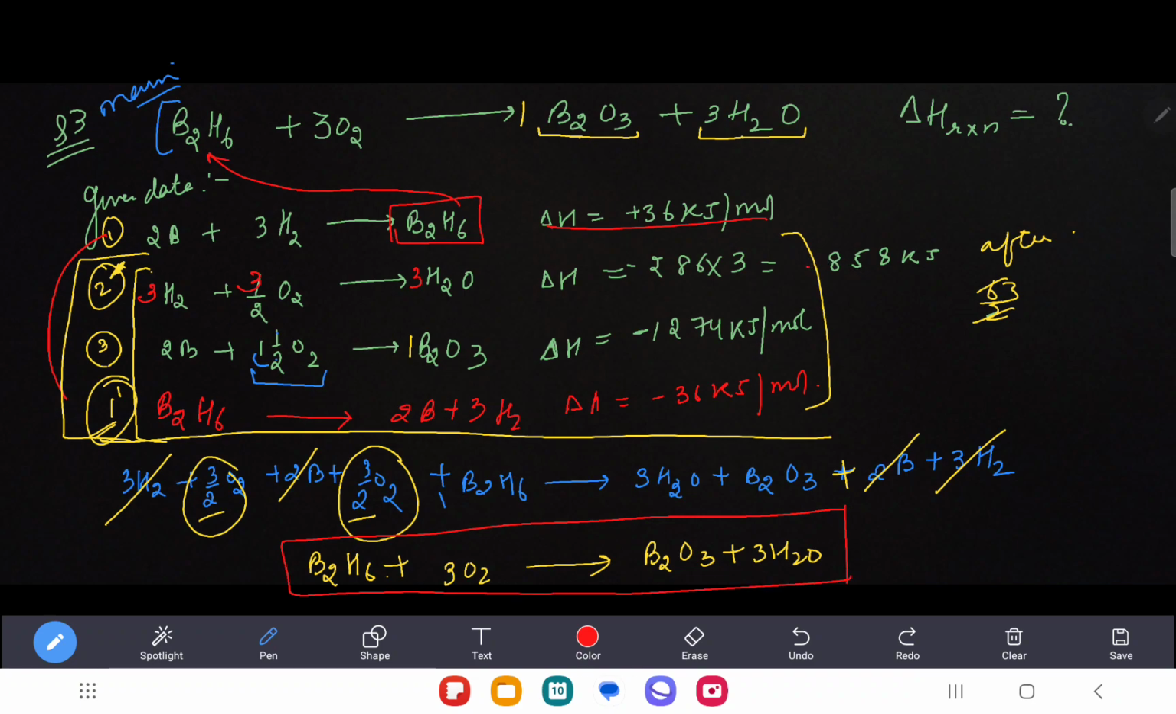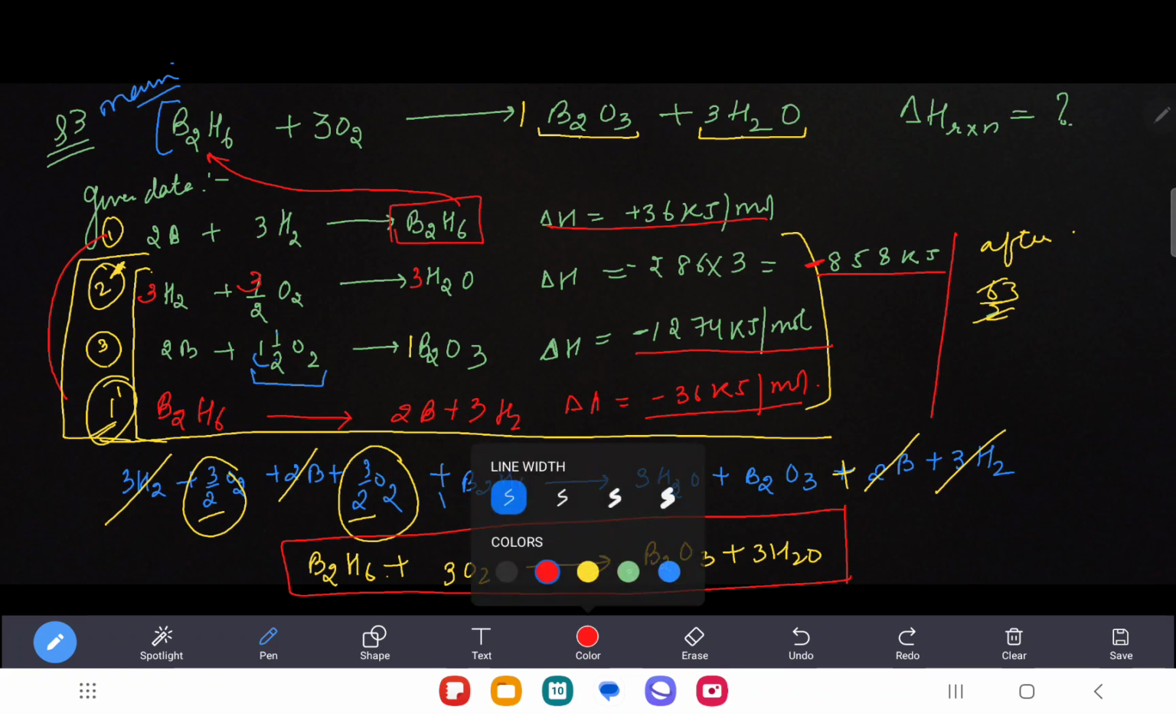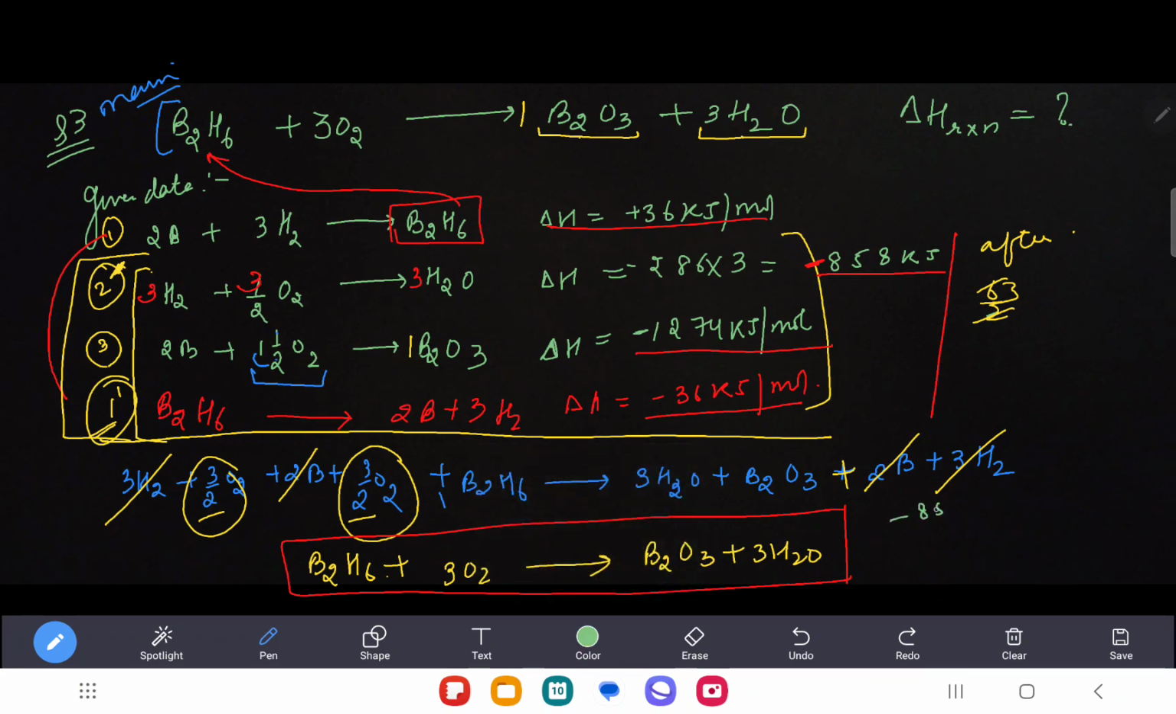And now with this concept, you have the energies right here. So minus 858, minus 1274, and minus 36. All these energies are to be added to get the final answer, because that's exactly what we were supposed to do, to add or subtract the energies. But these equation modifications will tell you whatever you have done with the equations, the same thing you will be doing with the energies.